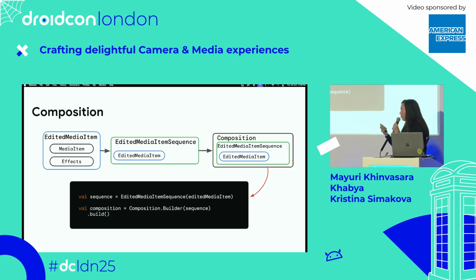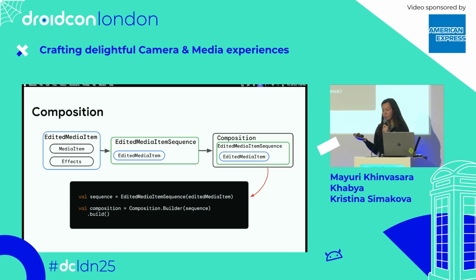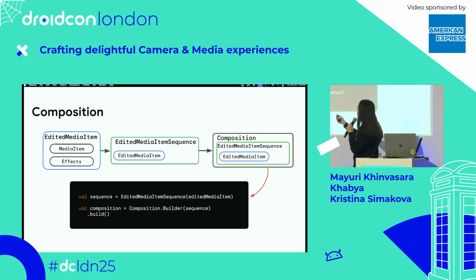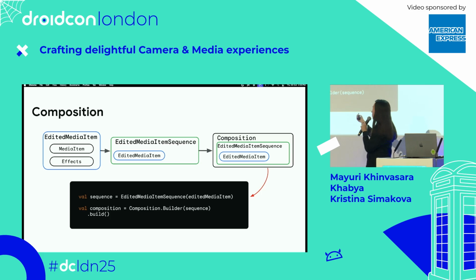Next. Now we finally got into composition. Composition is our data structure that can contain from one media item to multiple edited media item sequences. You can have as many as you want. In this presentation, I will share a little more about how you build more complex compositions. That's how it looks in code. We use a builder pattern and add a sequence. If we have several, we would add a second one here.